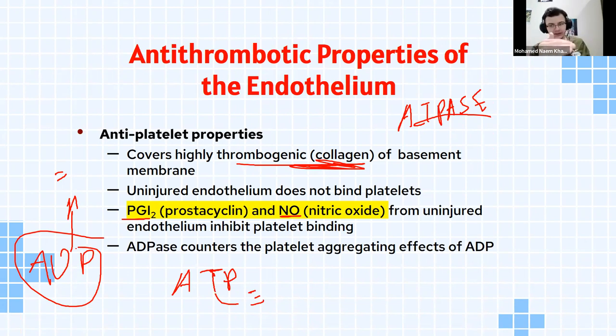We said that endothelium wants to inhibit this aggregation, so it needs to break ADP. So what's it going to have? It's going to have an ADPase to break ADP. I know there's a lot of ADP and PP and all of those, but is it clear now? Basically, ADP is a molecule that leads to aggregation. ADPase is what breaks this molecule. Endothelium wants to stop the aggregation, so it has an ADPase to break the ADP. So no aggregation would happen. Clear?